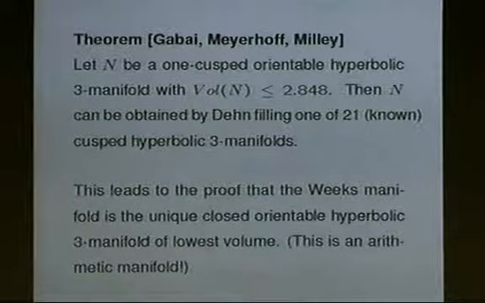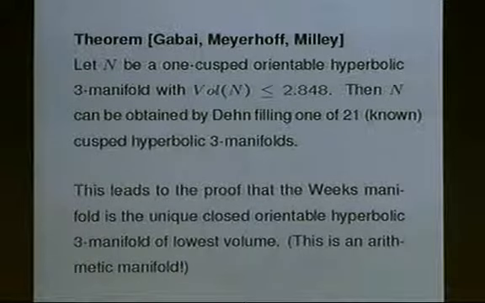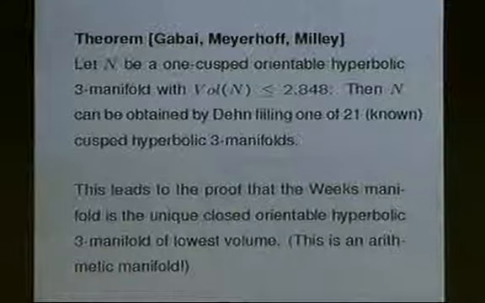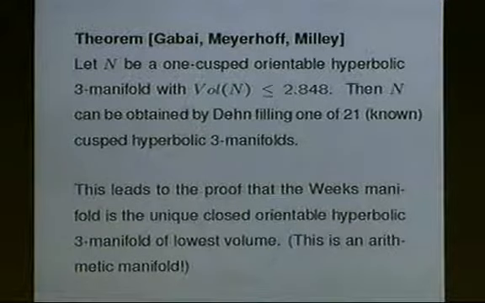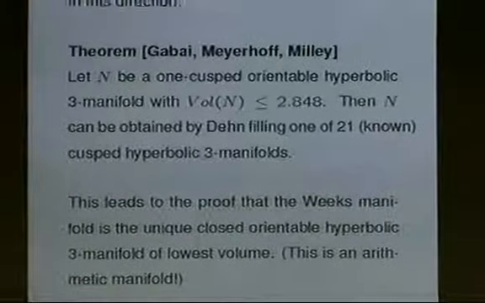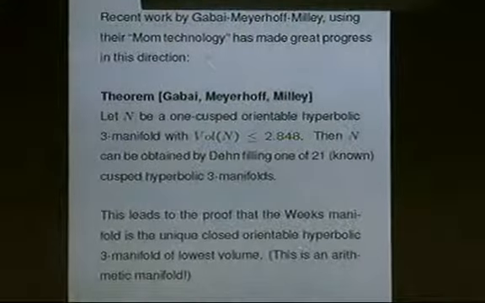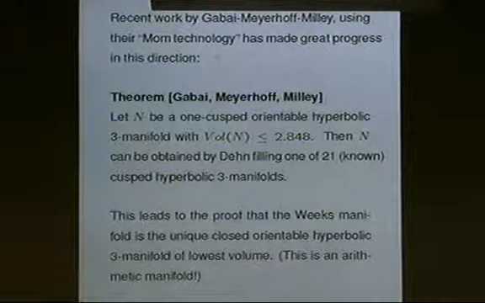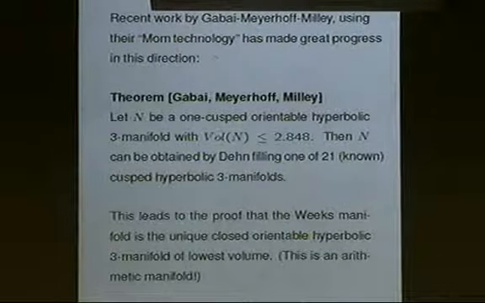And this requires a lot of work. It uses this Mom technology. It also uses rigorous computations to estimate volumes. One of the applications of this is the proof that the Weeks manifold is the unique closed orientable hyperbolic manifold of lowest volume. It turns out that the lowest volume manifold also has to come from Dehn filling on one of these one-cusp manifolds. So by analysing Dehn fillings on all these 21 manifolds, you can actually prove that the Weeks manifold has the lowest volume.